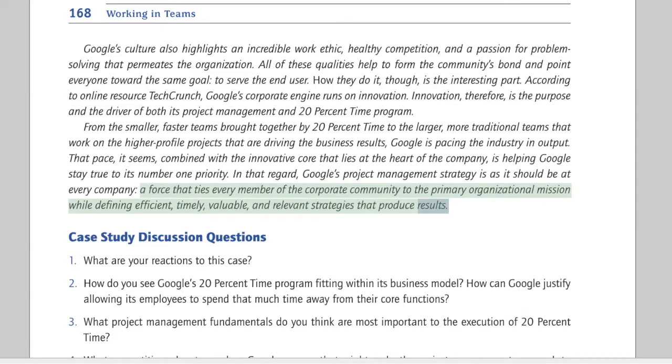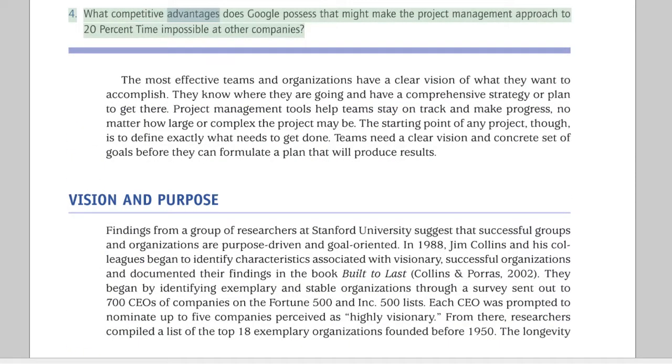Case study discussion questions. 1. What are your reactions to this case? 2. How do you see Google's 20% time program fitting within its business model? How can Google justify allowing its employees to spend that much time away from their core functions? 3. What project management fundamentals do you think are most important to the execution of 20% time? 4. What competitive advantages does Google possess that might make the project management approach to 20% time impossible at other companies?